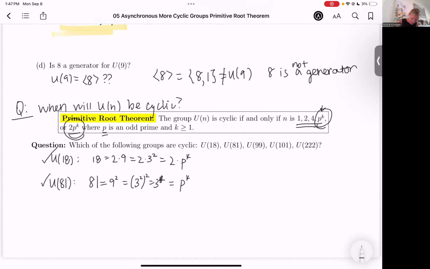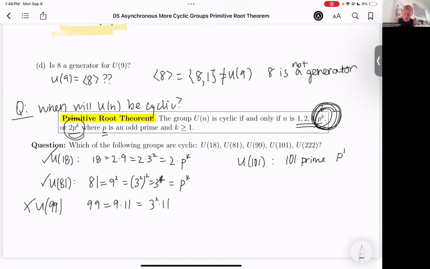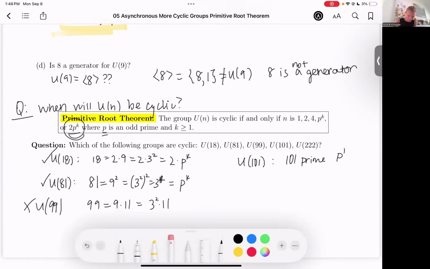Let's see, 99 for U99. 99 is 9 times 11. That's 3 squared times 11. Well, that's prime to a power times another prime. That's not one of these forms, so not cyclic. U of 101, you may or may not know this, but 101 is prime. So this is of the form a prime to the first power. Well, that's okay. That's a p to the k. So a prime to the first power is always okay. So U of a prime number is always going to be cyclic. So this is cyclic.